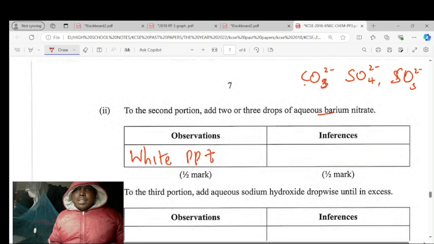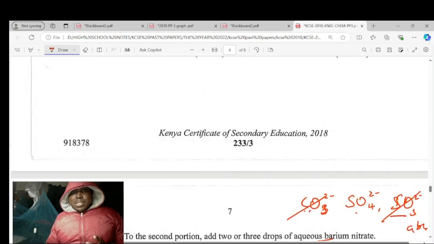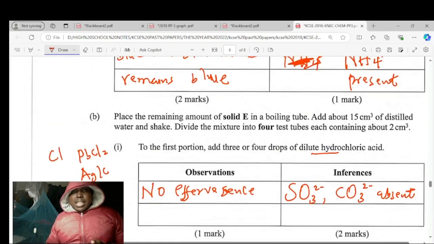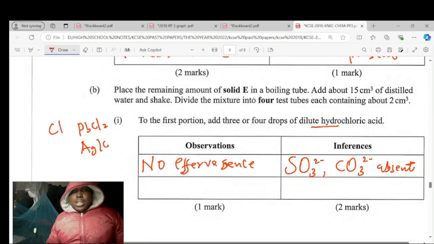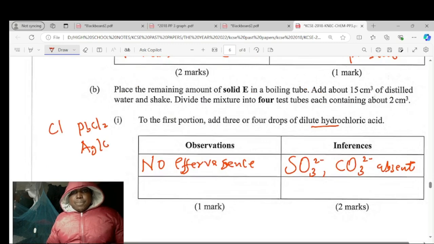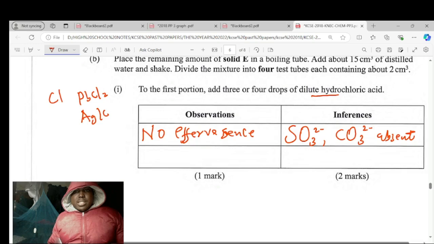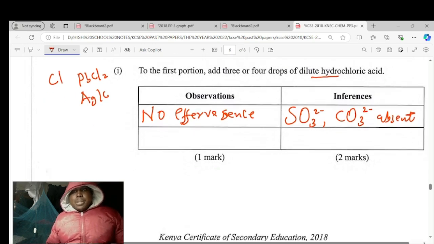Barium carbonate is a white precipitate. Barium sulfate is a white precipitate. Barium sulfite is a white precipitate. But initially tulisema carbonate na sulfite is absent. So hakuna venye tena utaziweka hapa. Hiyo ndio inaitwa elimination. So remember here in the previous tulisema that kwa sababu ya hii tukasema no effervescence, it means no white precipitate. Sawa. No white precipitate.